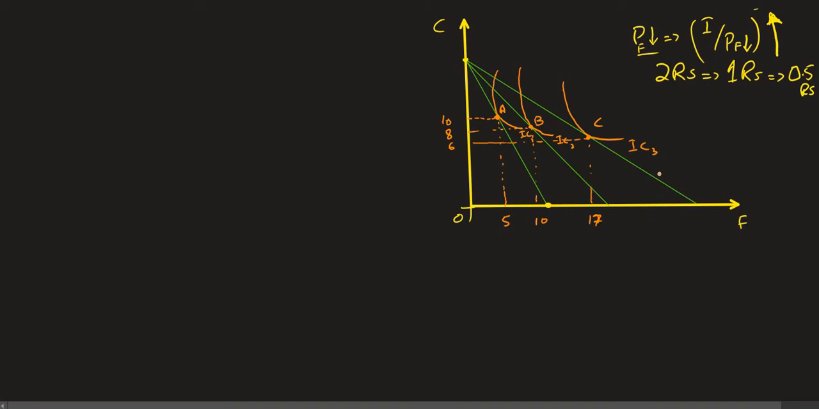Okay. So we have started our discussion by decreasing the prices. We decreased prices from 2 rupees to 1 rupee and from 1 rupee to 0.5 rupee. But what we are looking at is that we are increasing our purchase of food. At 2 rupees I was buying 5, at 1 rupee I am buying 10 units, and at 0.5 I am buying 17 units. And this is again what the law of demand says.